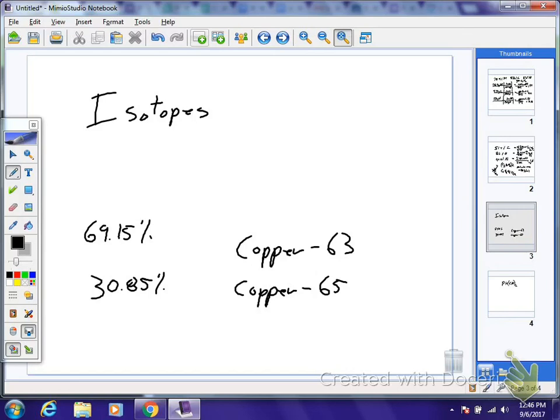They find out their masses too, based upon protons and neutrons. And 63, 62.929 AMU, we call it. So this is the percent, and this is the mass in AMU, atomic mass. And so then this one is 64.928.